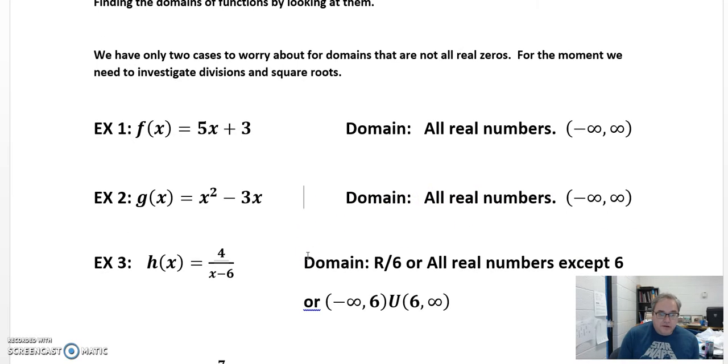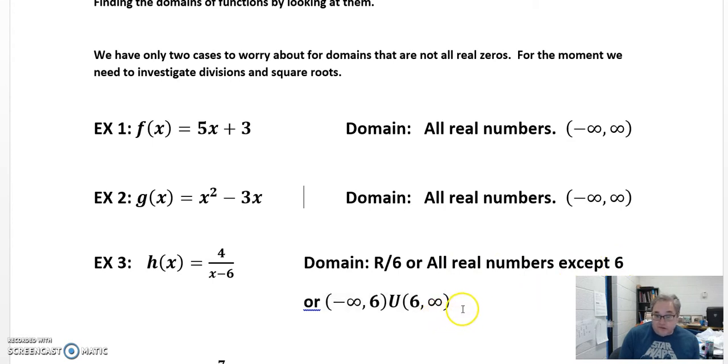But on the next one, I do see a division. I have 4 divided by x minus 6. Now, we've done enough of these, I think, by now. What can I not put in for x? Well, I can't put in 6, because if I did enter a 6 in for x, I would have 4 divided by 6 minus 6, or 4 divided by 0, and that's undefined. It does not exist. So my domain would be written as x is not 6, or all real numbers except 6. All real numbers except 6 written out in words.